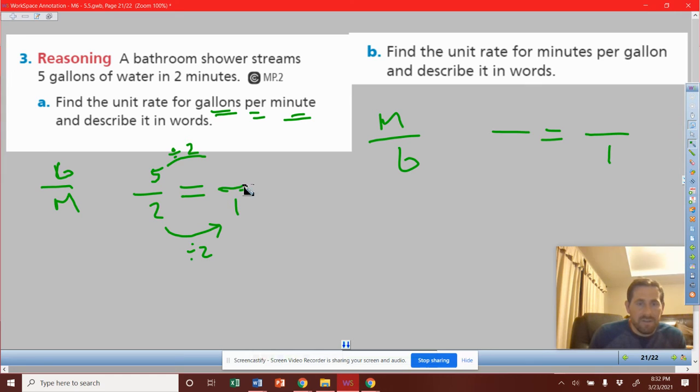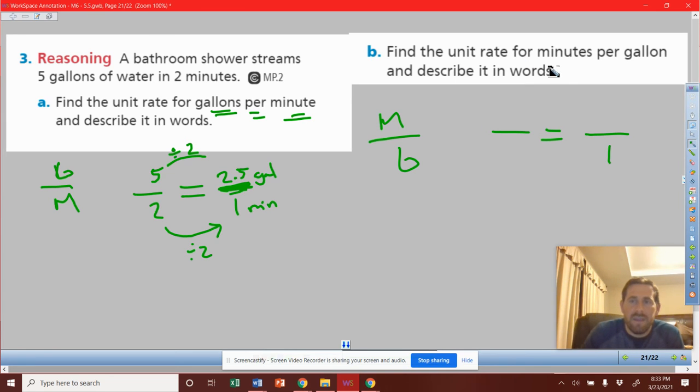So then when you're done, just put some units back onto it so it makes some sense to you. So what this means is 2.5 gallons of water will be used every 1 minute. So think about that as you're showering. You're in the shower for 1 minute, already 2.5 gallons have poured on your head. And so think about how long you take in a shower. I don't know, 20 to 30 minutes, but you can multiply this by 20 or 30. You're using a lot of gallons. Okay, so just something to think about.